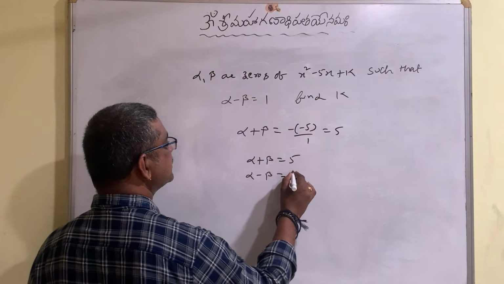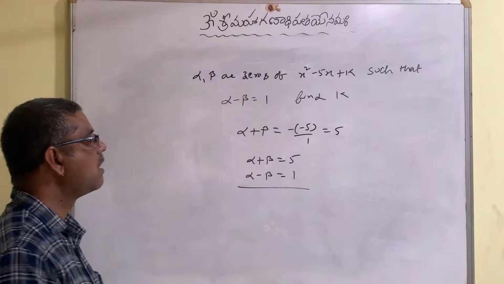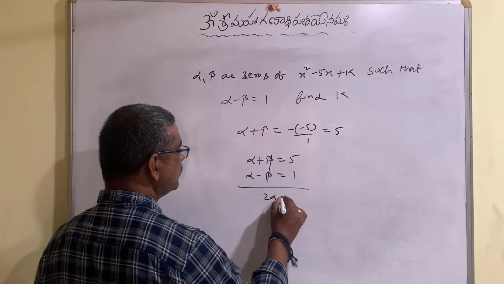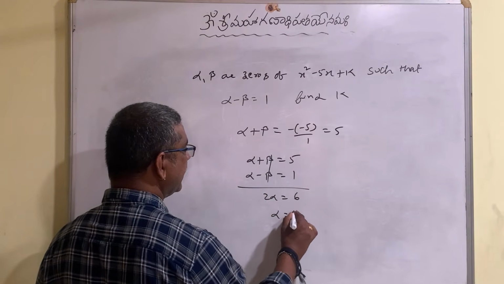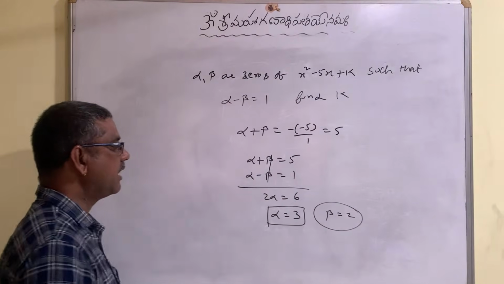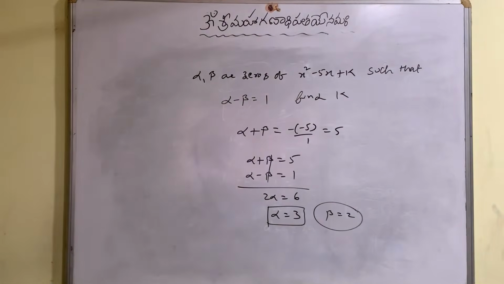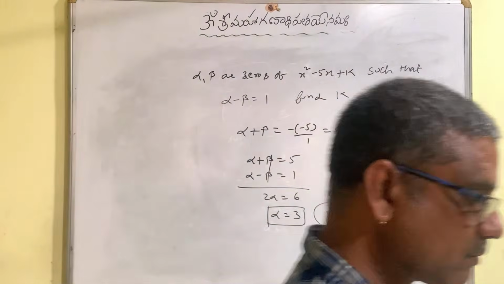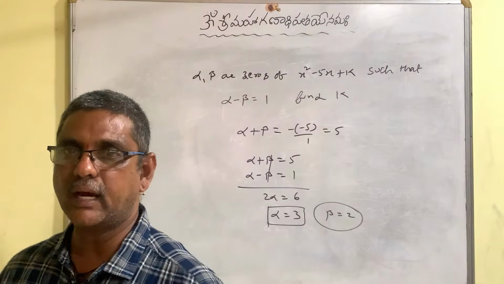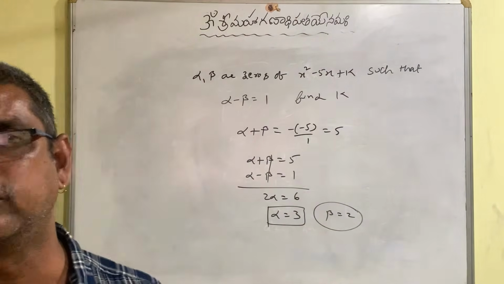Alpha minus beta is 1. Now, simplify this. 2 alpha is equal to 6, alpha is 3, and beta is 2. If alpha is 3, then beta is 2, because alpha plus beta is 5. We got alpha 3, then automatically beta will be 2.